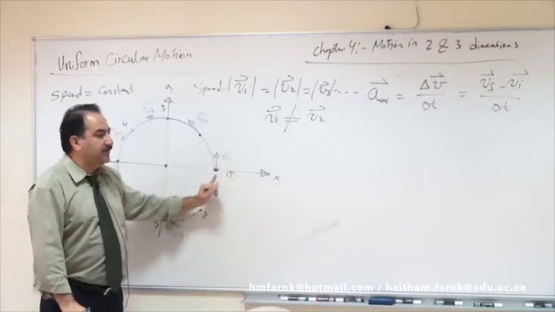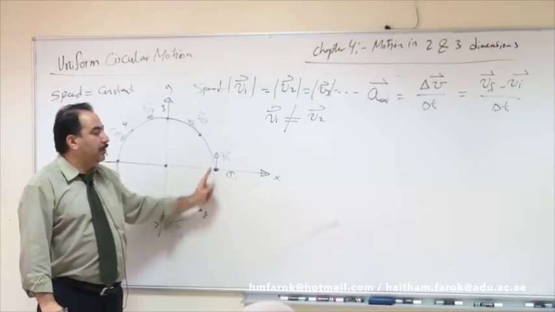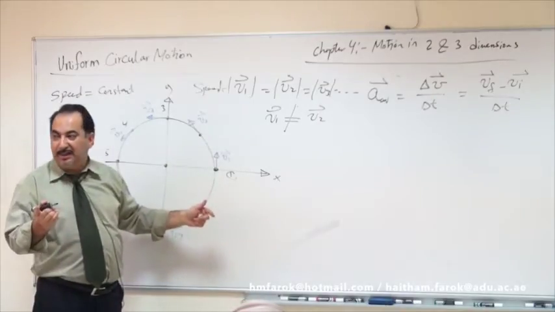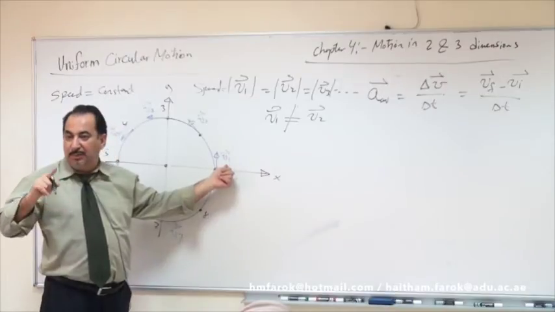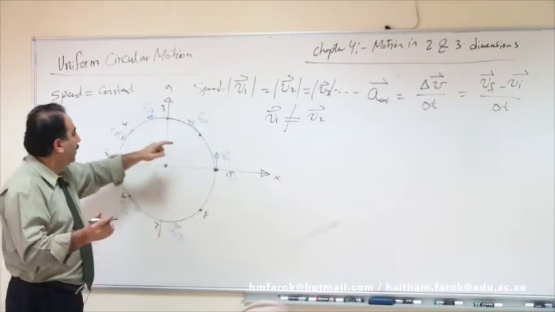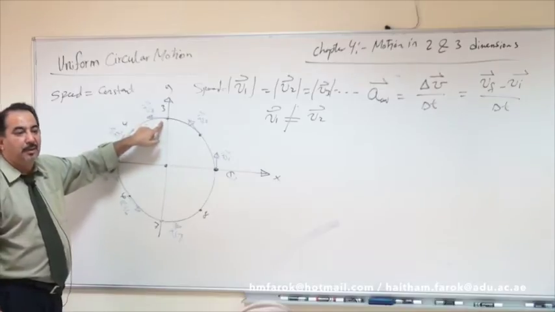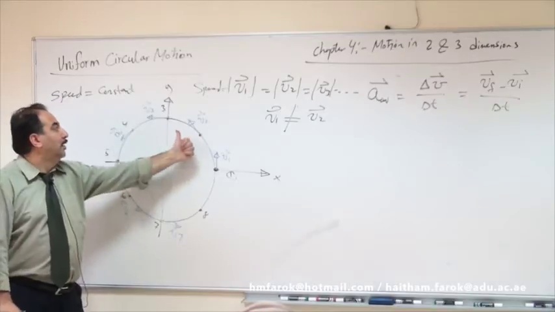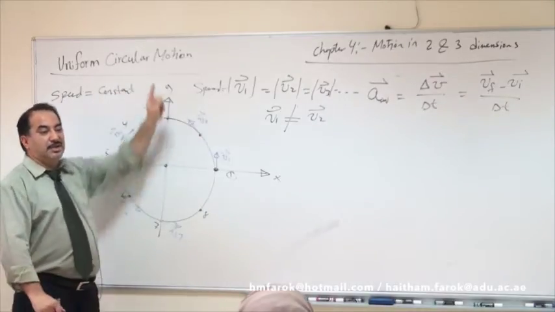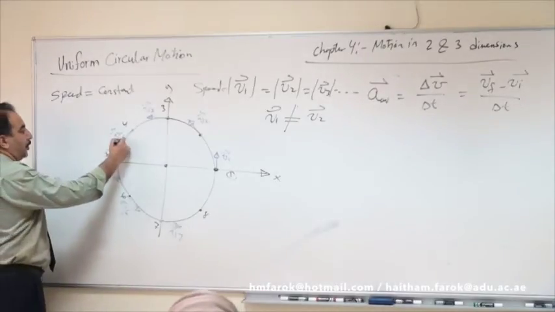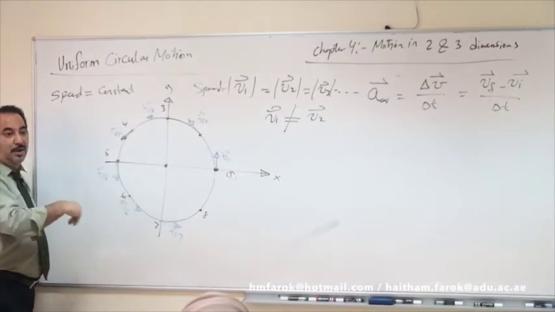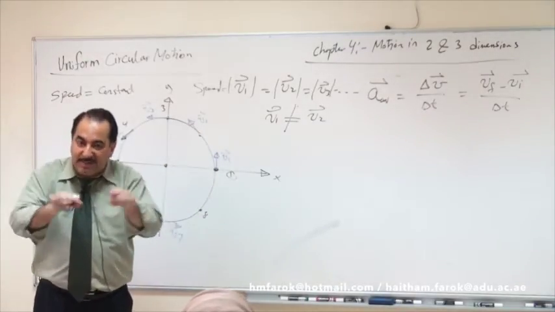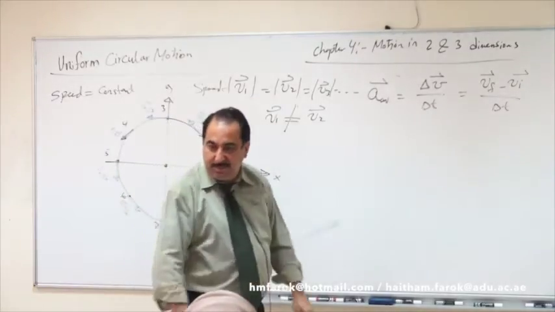What's the proof? If I ask you about this vector, how would you write it? What's the angle of this vector? 90, so it's j only. So it's V1 magnitude j, no i. What about 3? Minus i. 2: minus i plus j. So look, those vectors are not equal, but their magnitude is always the same speed.